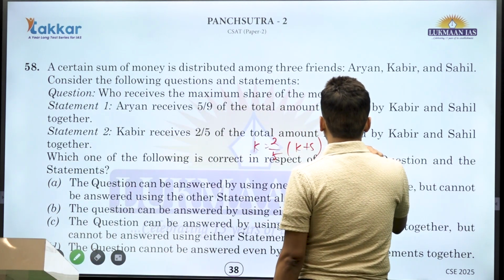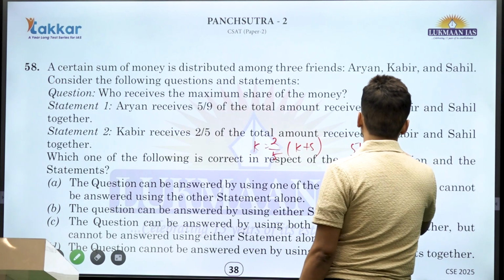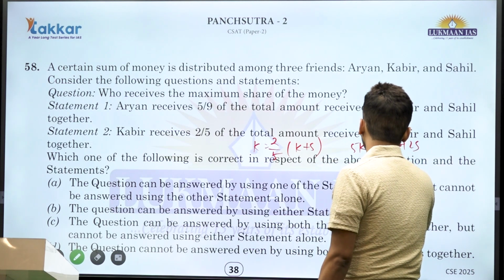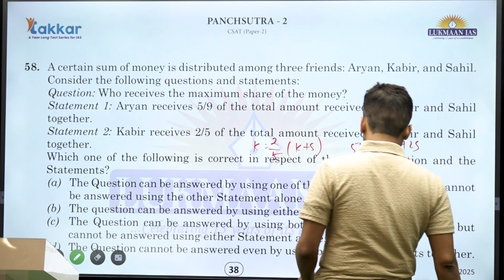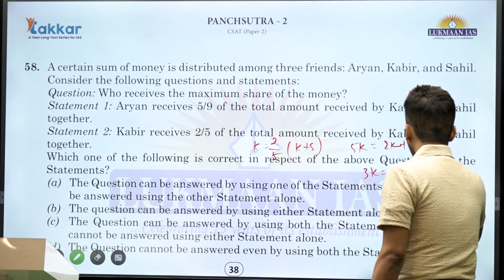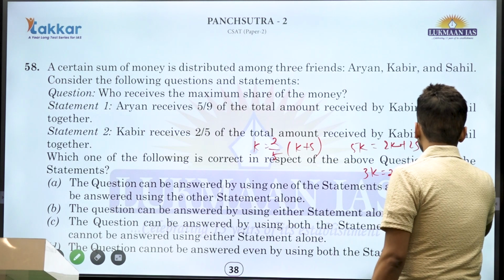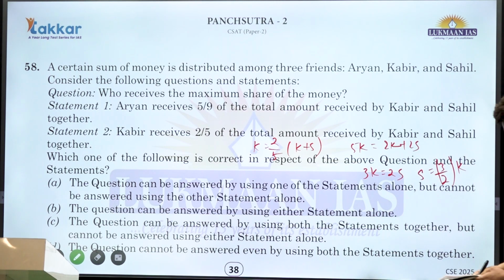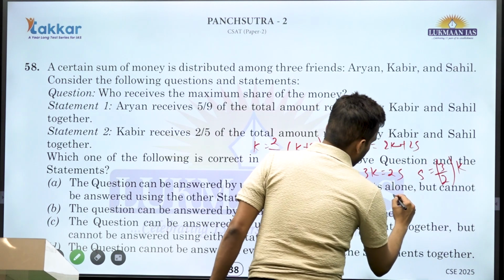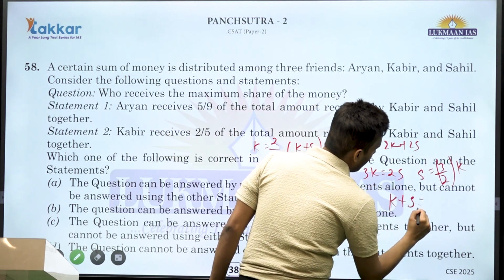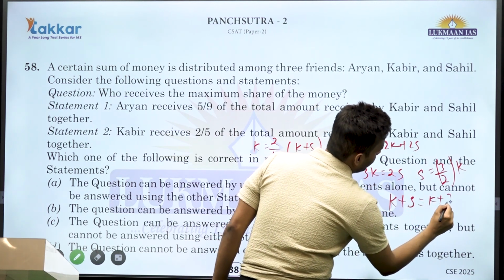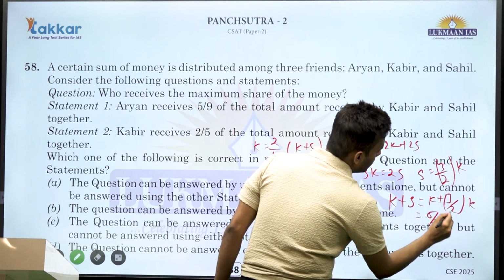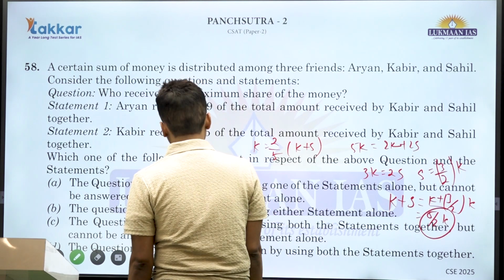So on solving this, we can get 5K is equal to 2K plus 2S. Now 2K will be sent to that, so 3K is equal to 2S. Okay. Now S will become how much? 3 by 2 times of K. Alright. So K plus S now will become K plus 3 by 2 times of K, that is 5 by 2K. 5 by 2K. Alright.